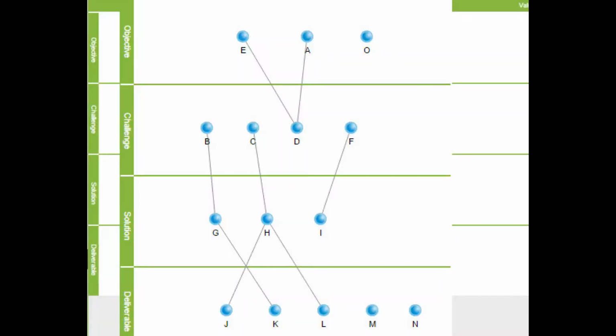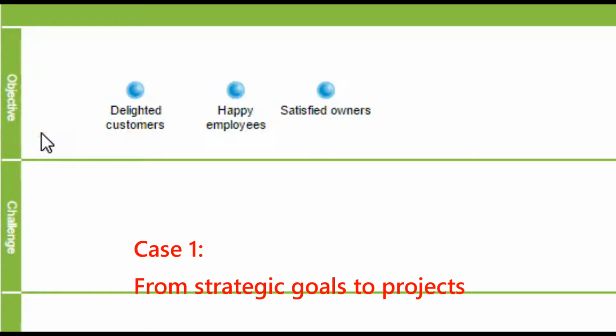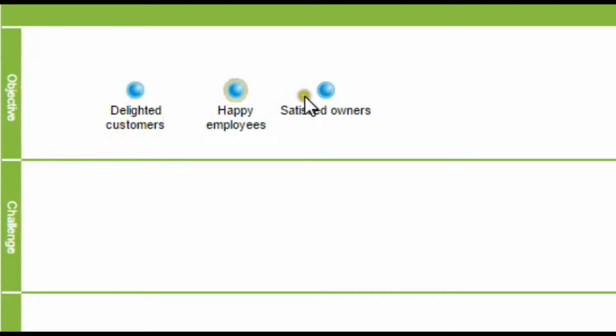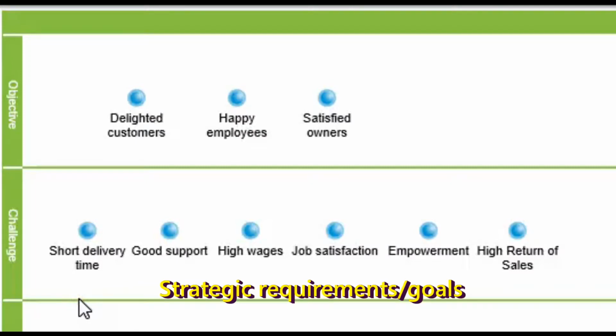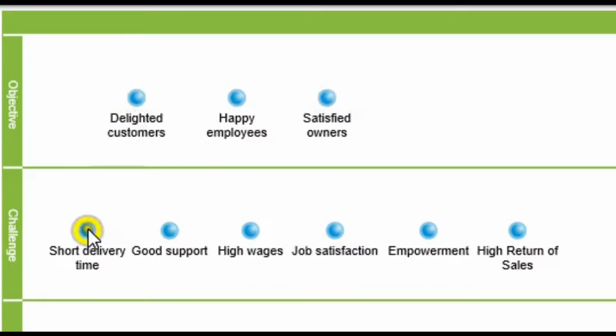So the strategic management team has come up with the 3 following top-level strategic objectives. They want to achieve delighted customers, happy employees, and satisfied owners. And then the next step is to set up some strategic requirements that will reflect the strategic objectives at the top level. And the 6 strategic requirements that the strategic team has come up with are short delivery time, good support, high wages, job satisfaction, empowerment to the employees, and high return of sales.